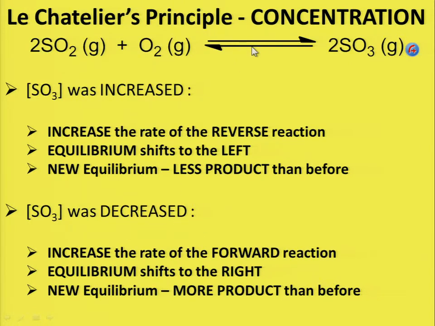It would increase the rate of the forward reaction to make more of these SO3 molecules. The equilibrium will shift to the right, and the new equilibrium will have more product than before.